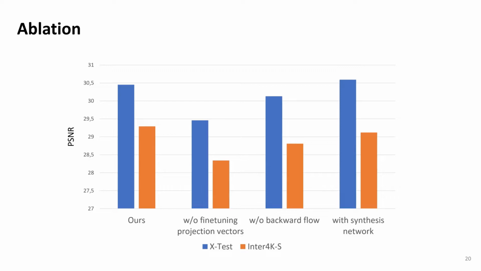Let us now look at the importance of the various components in our overall framework. Without fine-tuning the projection vectors of the linear dimensionality reduction, our model performs far worse. The same applies when we only rely on the forward flow. Both changes lead to a considerable drop in PSNR on both test sets. As stated before, we refrain from using a synthesis network, as it is costly in parameters and memory. That said, including a synthesis network only improves the performance on some test sets.